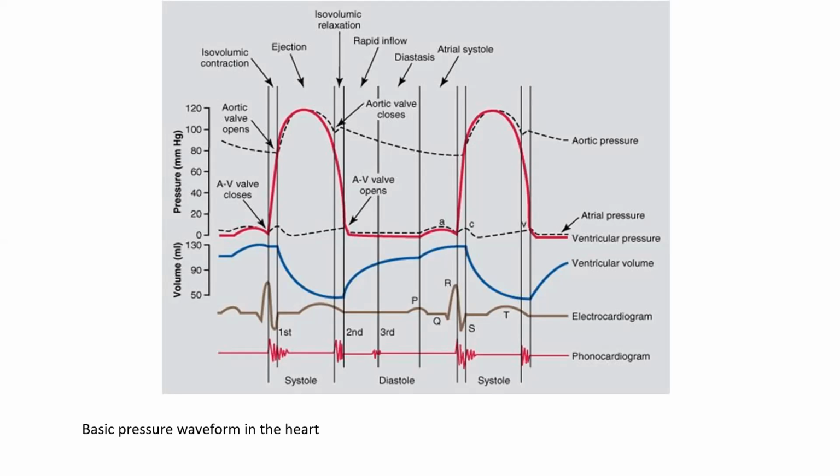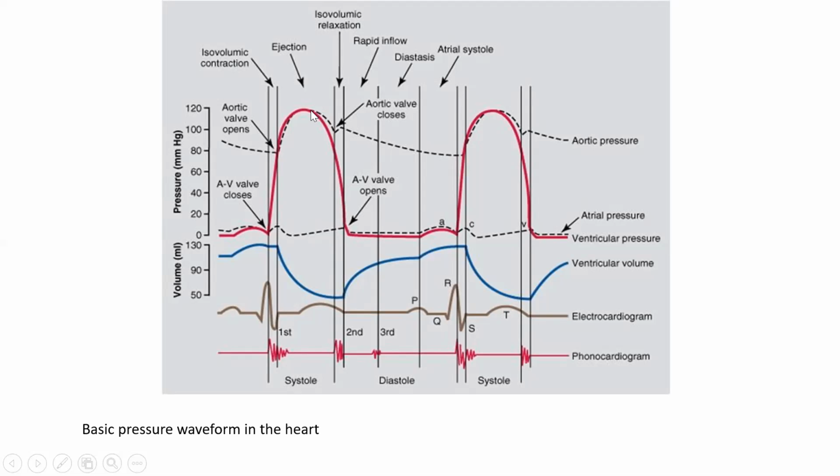When you do a catheterization and you see a giant V wave, if it's in the left atrium, that is mitral regurgitation. If it's in the right atrium, that is tricuspid regurgitation. Okay? So, C wave, X descent, and V wave.